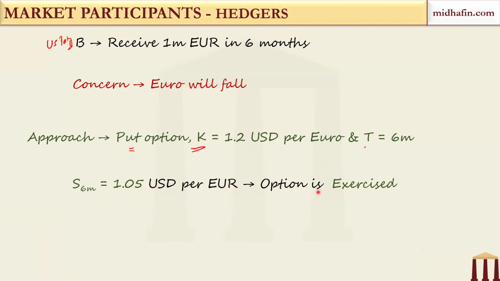What will happen if the price becomes 1.25? If the price is less than 1.2, the option is exercised. What will happen if the price becomes 1.25 after 6 months? Will the option be exercised? No, the option will not be exercised.